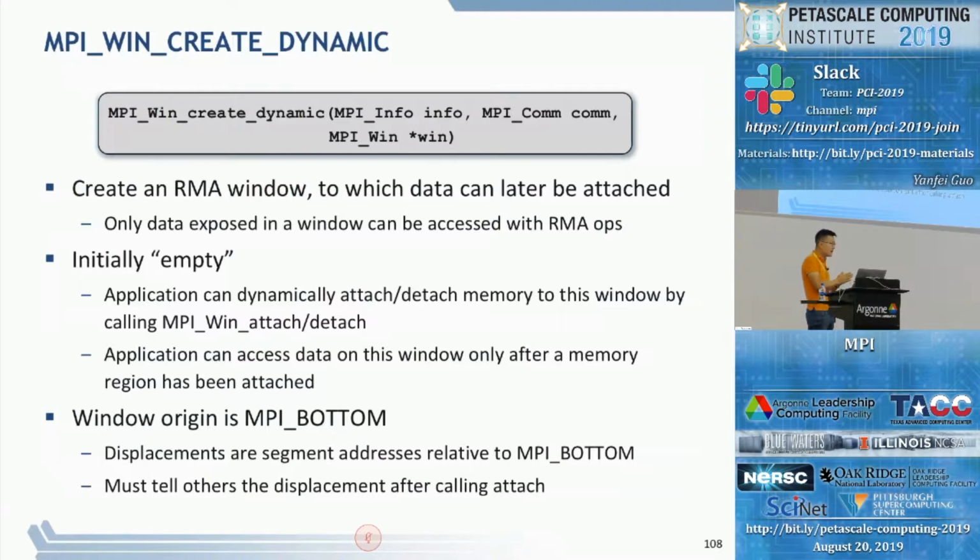Basically the library doesn't guarantee that your operation on this window will always happen after you attach the buffer. It's the application's responsibility. So you have to algorithmically decide that some process has already attached the buffer to this window, and I know for sure that's happened. Maybe you can do a barrier, and then I'm going to do RMA, because if you do RMA to a remote window that doesn't have a buffer exposed to it, it's an incorrect program.